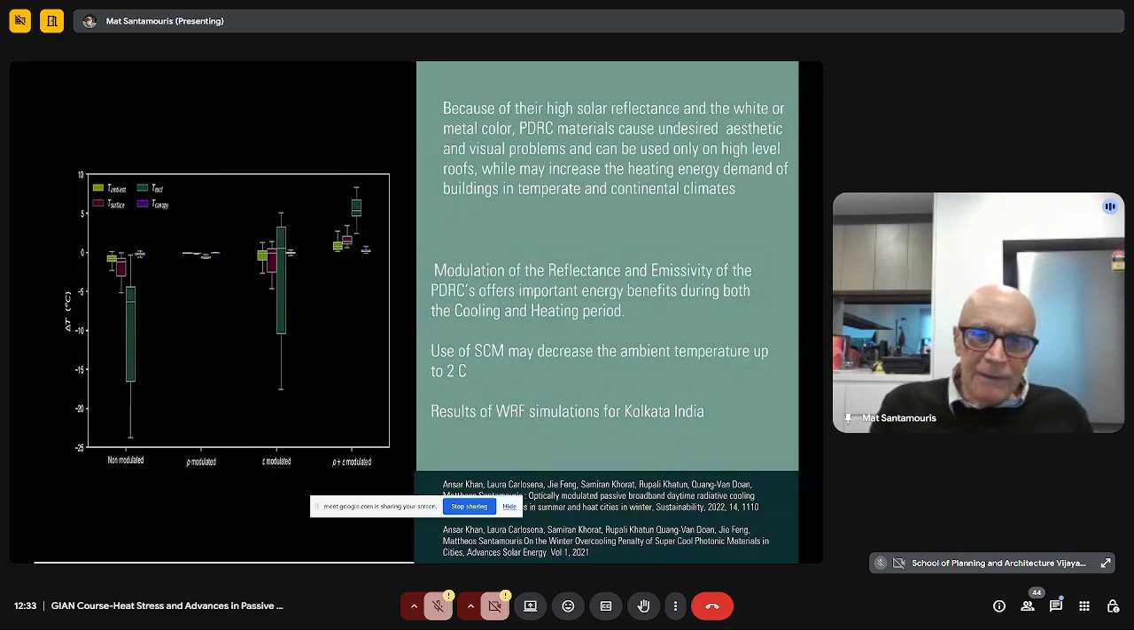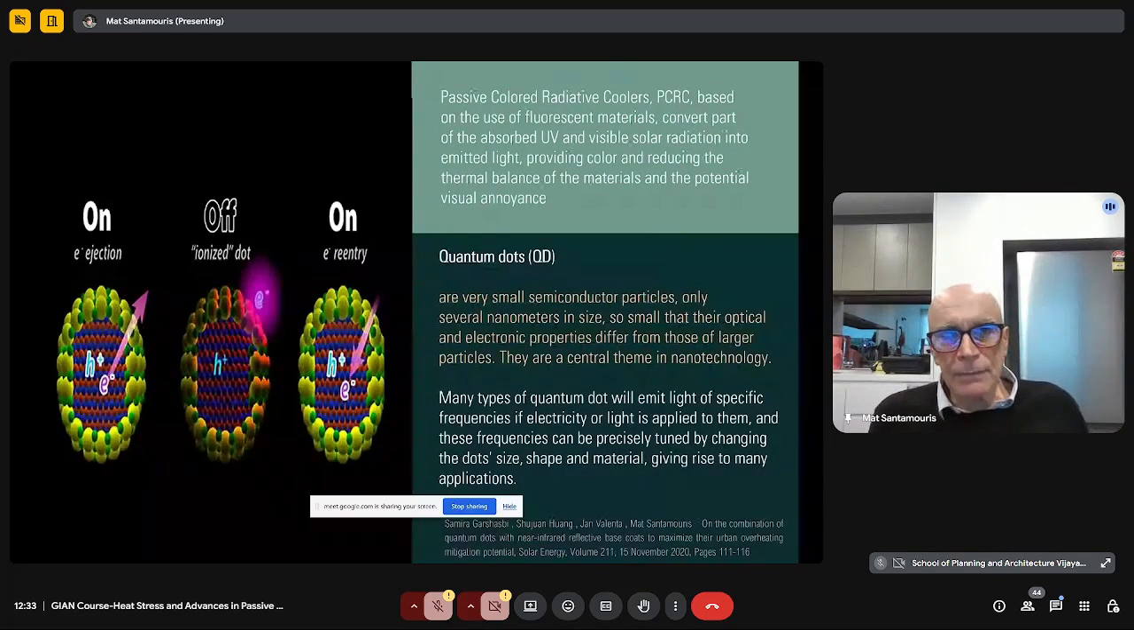Is there any alternative to such a problem? Can we solve this problem? Yes. Recent research has developed new materials which do not present such a high reflectance. By reducing the reflectance of the materials, first, we have better aesthetic performance, and at the same time, we don't have the optical nuisance. And also, we decrease very much the heating penalty, or we completely minimize the heating penalty. How can this be done?